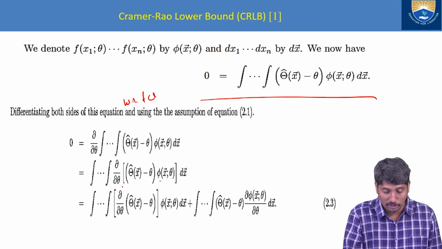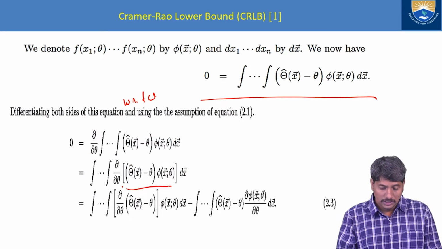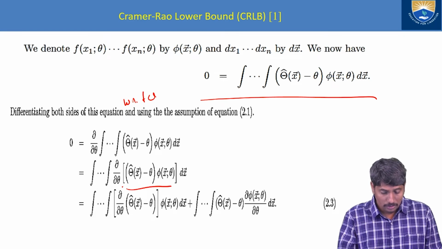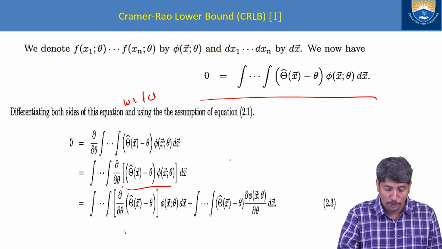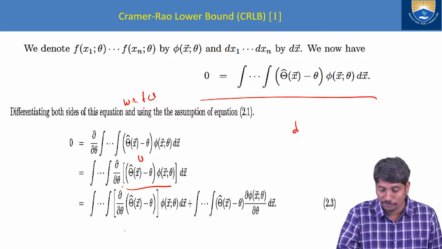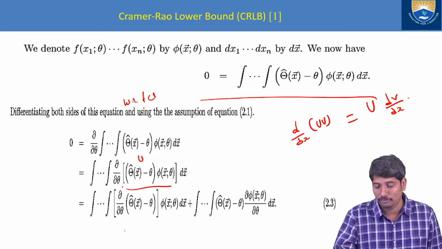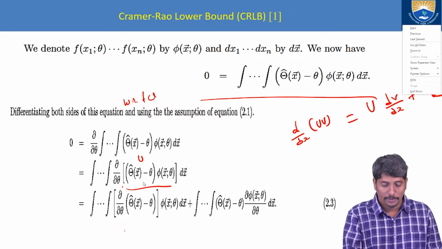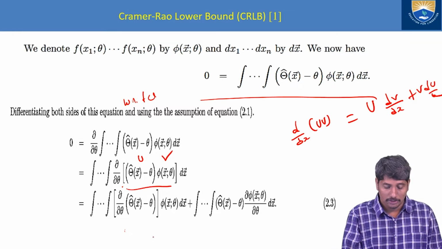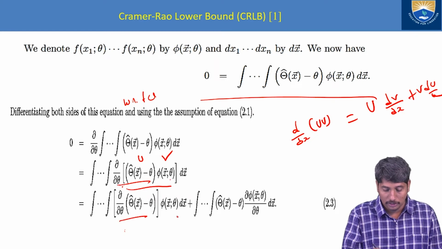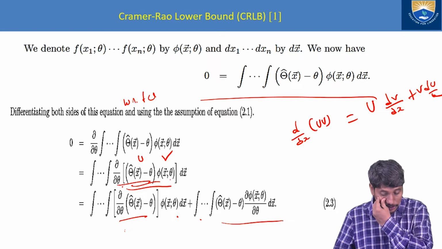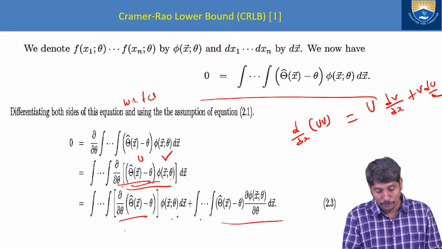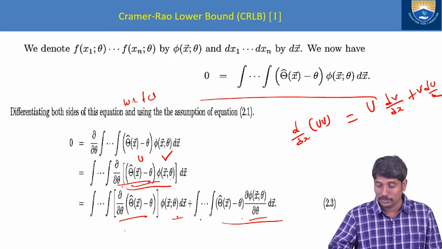Understand? So ∂/∂θ of this. From this we'll apply the UV rule. You know, d/dx of uv will be u times the derivative of v plus v times the derivative of u. So by applying the UV rule for this, we will get the derivative of u into v plus u into the derivative of v. That's what we got. So 0 is equal to n times the integral of (derivative of u into v) plus n times the integral of (v into u's derivative). That's what we obtained.